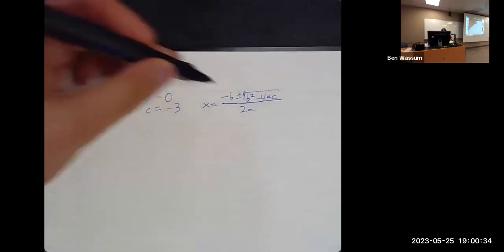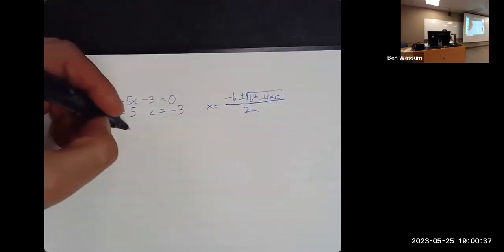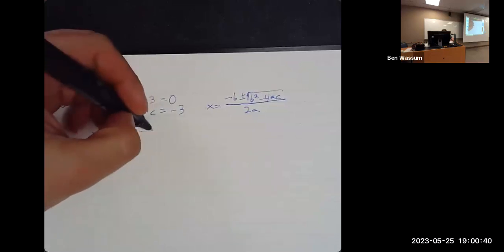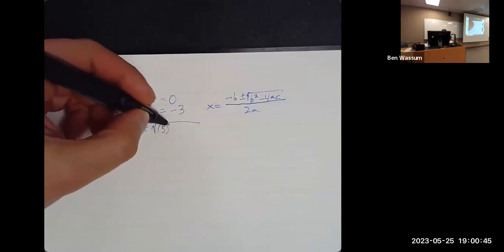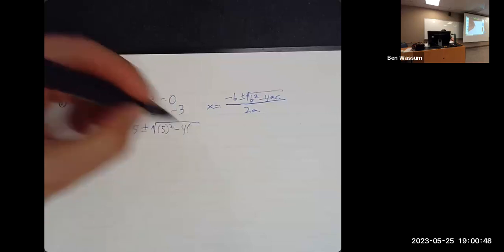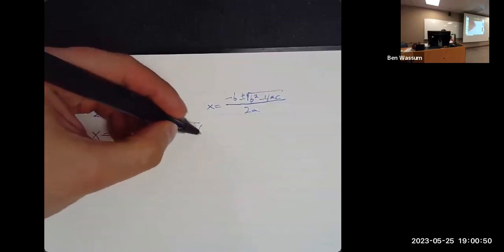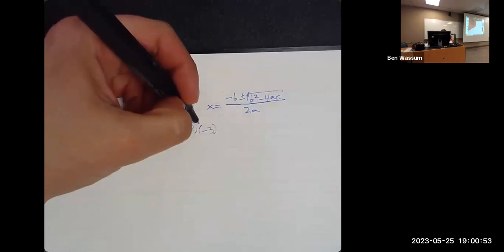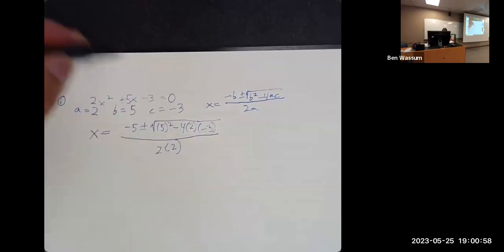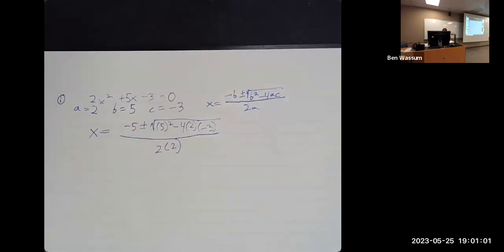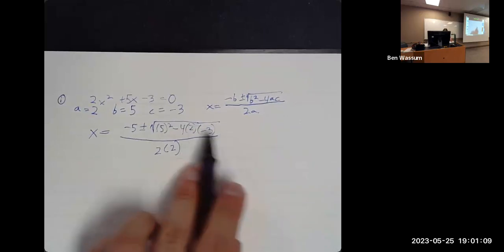So we're going to take these three pieces of information, and we're going to plug them in here. So negative b is 5, so negative 5 plus or minus the square root of b squared, so 5 squared, minus 4 times a, which is 2, times c, which is negative 3, all over 2 times a, which is 2. And see, all I've done is replace our variables with those numbers, but in a set of parentheses. That way I could see where things are getting multiplied and how. It just works out a little nicer that way.